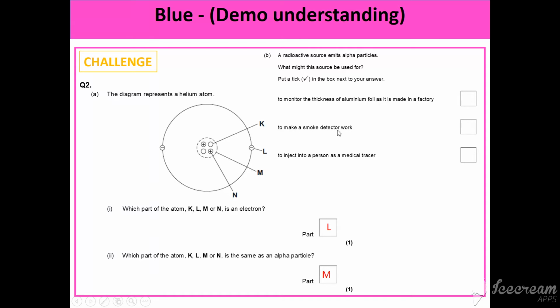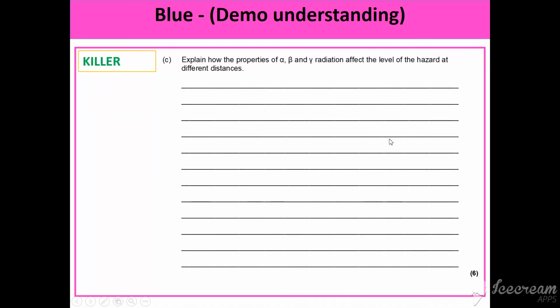To use as a smoke detector, that is the correct answer, but I'll come back to that in a second. This one, to inject into a person as a medical tracer. Why would you never want to inject anyone with alpha? Well, because it's highly ionizing, which means it would mutate DNA and could cause cancer. So actually, a source of alpha radiation is what you put in smoke detectors in every home.